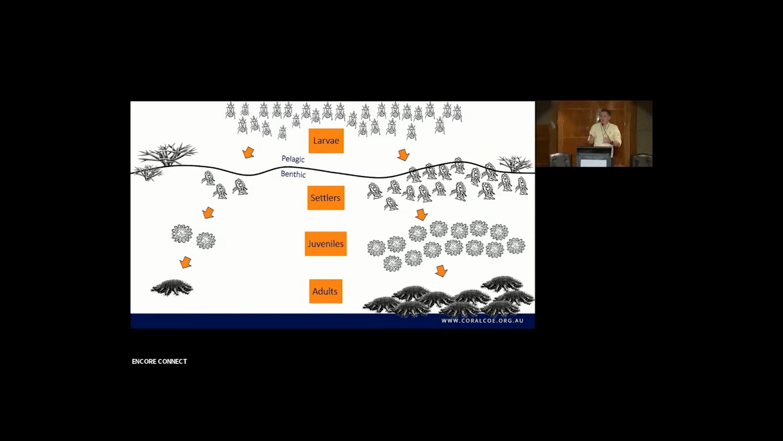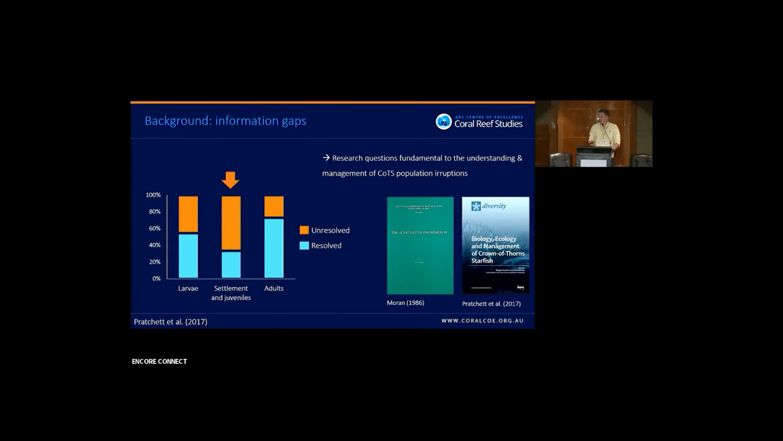The large spatio-temporal differences in adult densities that we clearly see on GBR reefs are almost certainly linked to differential rates of settlement and recruitment. We just don't know how they are linked yet. To understand the drivers of the high recruitment pulses and ultimately the differences in the adult densities, there's clearly a critical knowledge gap there. However, when we look at how we've been progressing with resolving persistent information gaps, it doesn't exactly look great.